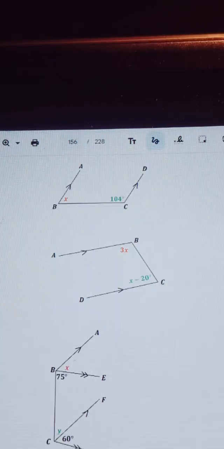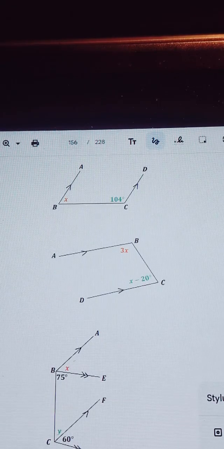Let's say you're already doing number 3. Okay, so number 1 is pretty straightforward. I think x plus 104 degrees is equal to 180. Co-interior angles, AB is parallel to CD. That one is pretty straightforward, right? Thank you for letting me know what you guys will be writing on.